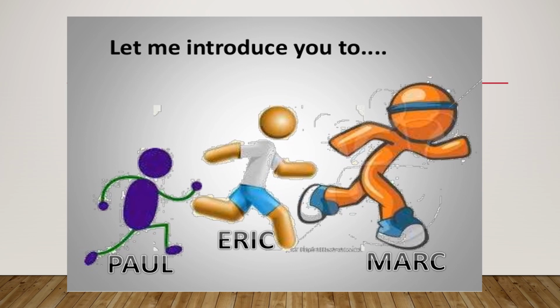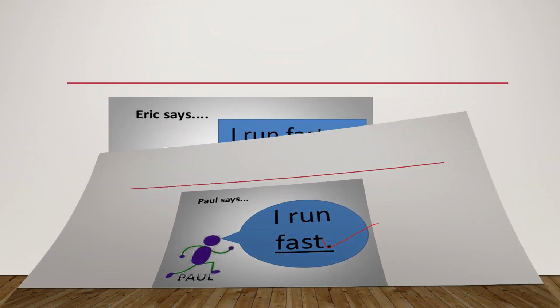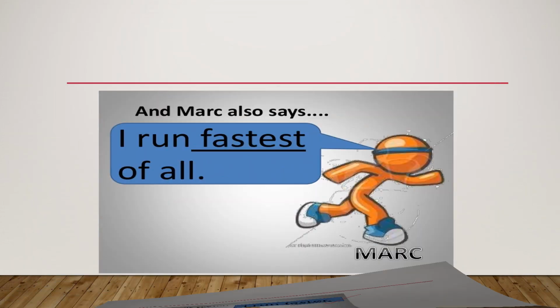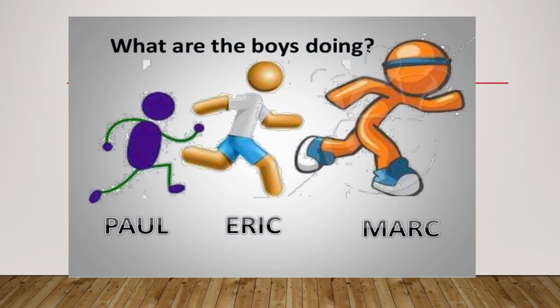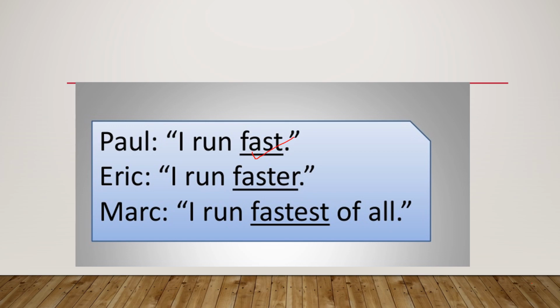Now let me introduce you to Paul, Eric and Mark. Paul says, I run fast. Eric says, I run faster. Mark says, I run fastest of all. What are these boys doing? Yes, they are running, and they are running at different speeds. Paul runs fast, Eric runs faster than Paul, while Mark runs fastest of all. So you see, these boys are telling us a different degree of adverb by which they are running.